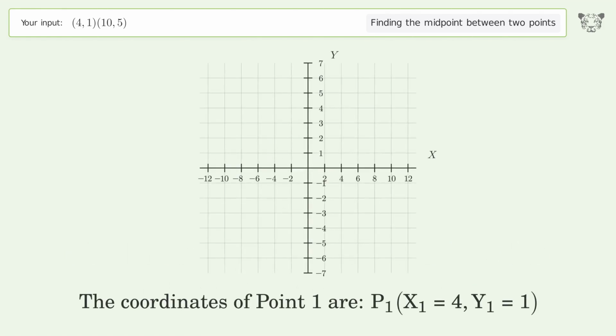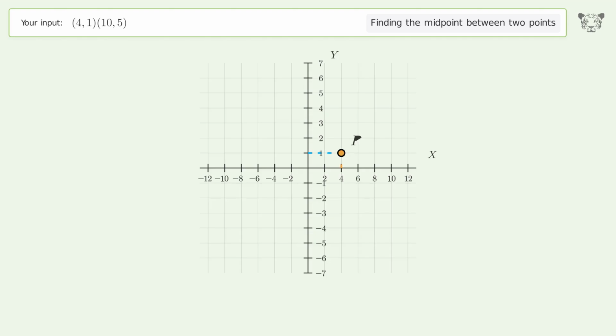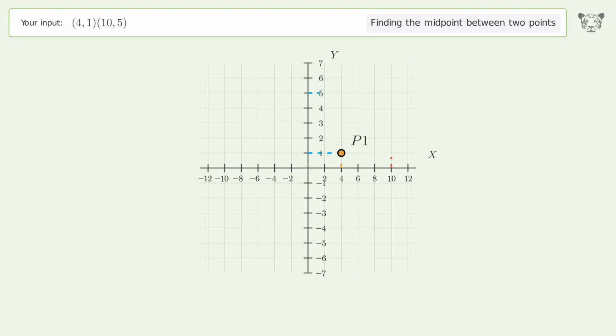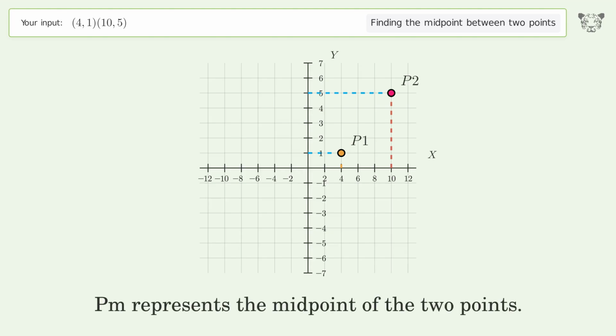The coordinates of point 1 are x1 equals 4, y1 equals 1. The coordinates of point 2 are x2 equals 10, y2 equals 5. PM represents the midpoint of the 2 points.